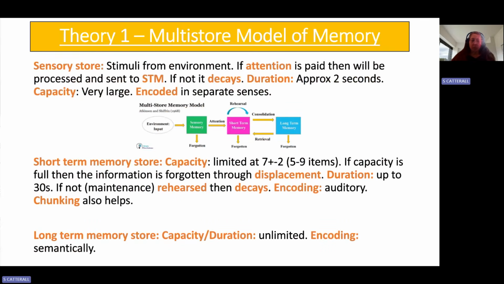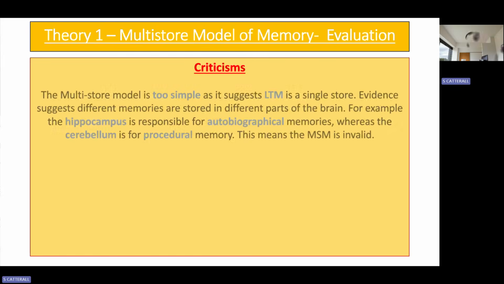And then obviously the model also shows that we can retrieve the information from long-term memory into short-term memory so that we can output it, which finishes off the whole model. And then the criticisms of this multi-store model: it is very simple. It suggests that the long-term memory is a single store, whereas actually we've got evidence from Clive Waring where different parts of the brain store long-term memories. So for example, the hippocampus is for memories about ourselves, whereas the cerebellum is for procedural memory.